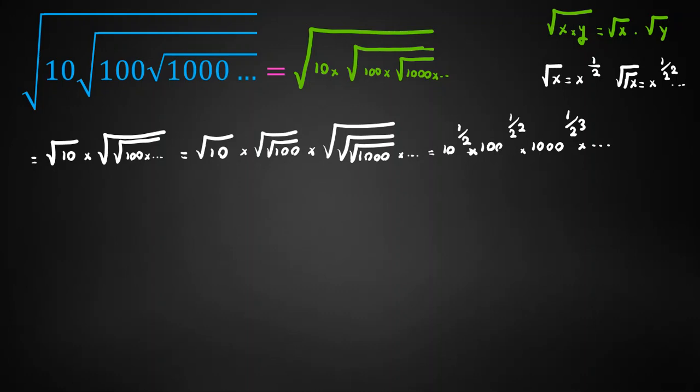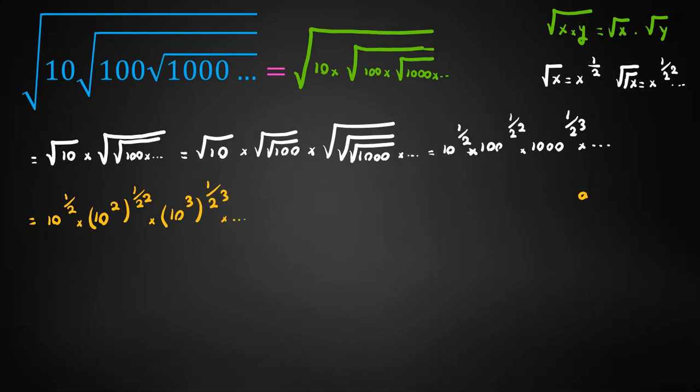So here we can say it is equal to what? 10 to the power of 1 over 2. Instead of 100, we write 10 squared to the power of 1 over 2 squared, times 10 cubed to the power of 1 over 2 cubed, and so on.